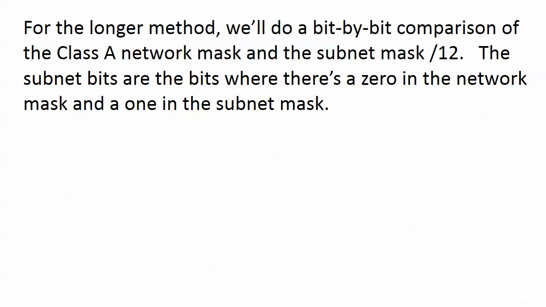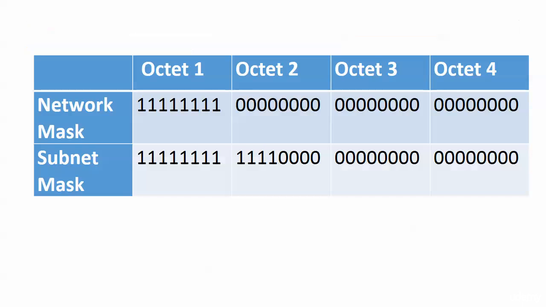So with all that preamble, for the longer method, we're going to do a bit-by-bit comparison of the Class A network mask, because we know 10.0.0.0 is a Class A network, and the subnet mask /12. And how do we identify the subnet bits then when the subnetting's already been done? Well, the subnet bits are going to be the bits where there's a 0 in the network mask and a 1 in the subnet mask. And that's why I'm doing this breakdown.